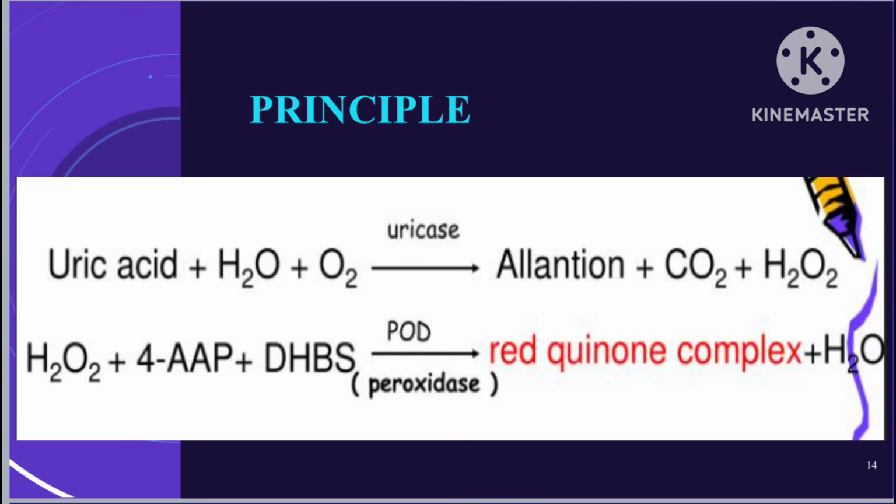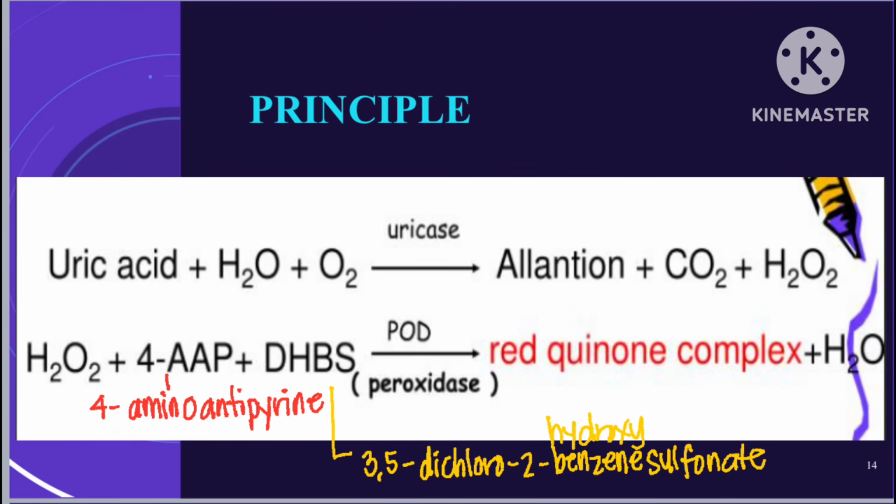See the principle there? You can see that uric acid is oxidized to allantoin by uricase with the production of hydrogen peroxide. And this hydrogen peroxide reacts with 4-amino antipyrine and DHBS. So you write it down, please. DHBS is 3,5-dichloro-2-hydroxybenzene sulfonate. So this DHBS class is a chemical used in colorimetric uric acid test.